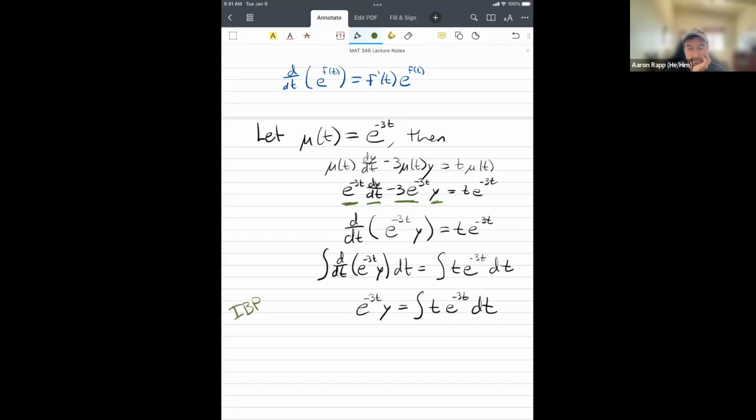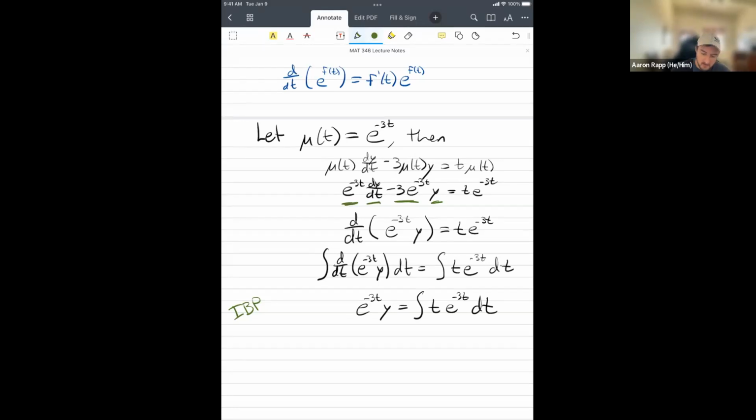I'm going to write that out, see if that jogs any memories. IBP. Integration by parts. Yeah, integration by parts.